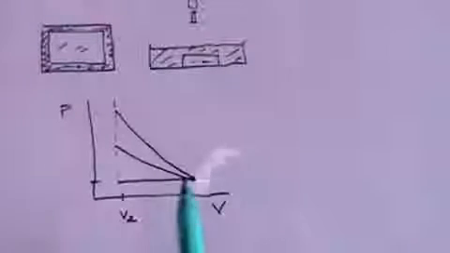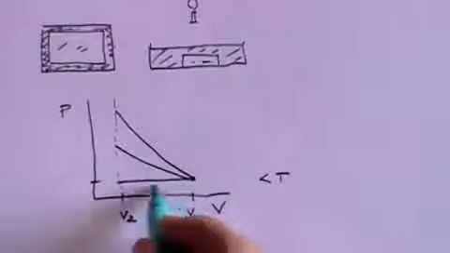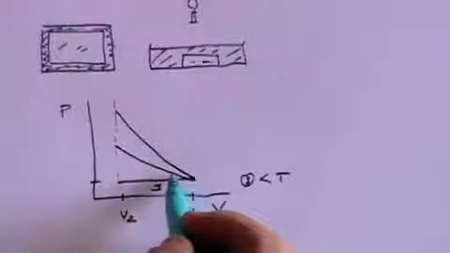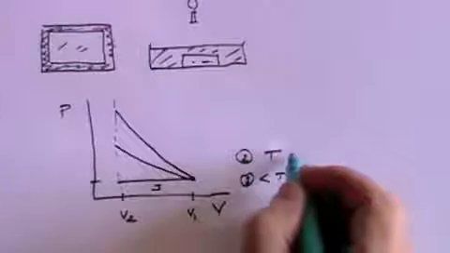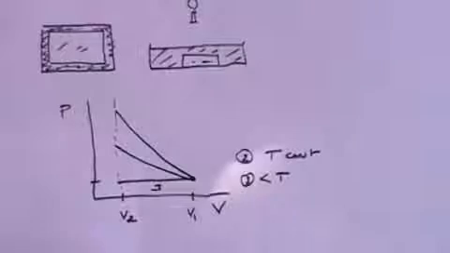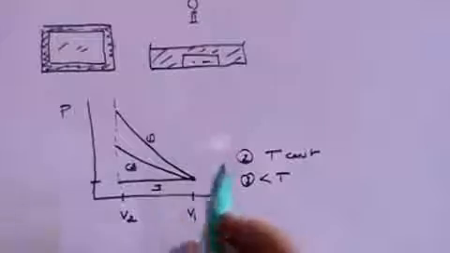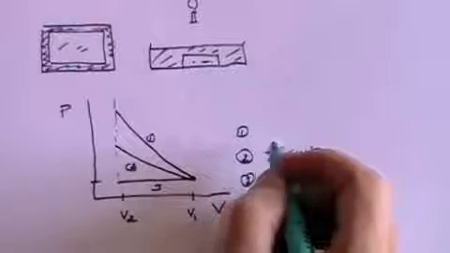Now, what does that actually mean? How can we achieve this? If we're going to reduce the volume but not change the pressure, the only way we can do that is to reduce the temperature. So for path 3, the temperature goes down. For path 2, isothermal, that's a constant temperature. T is constant. That's path 2. Path 1 is the adiabatic change. And in that case, the temperature is going to go up.